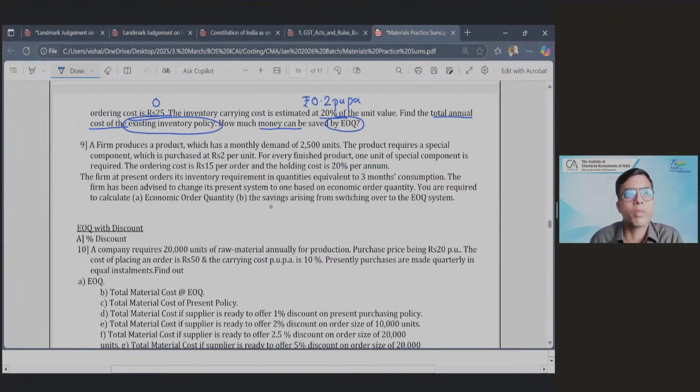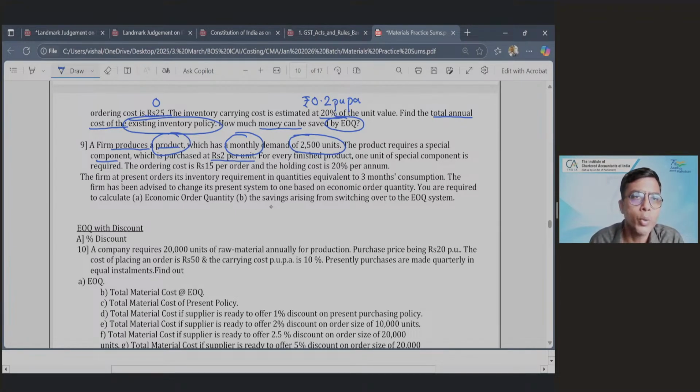Next. A firm produces a product which has a monthly demand of 2,500. So 2 points to be noted, monthly demand, and this is not of material, this is of product, right? The product requires a special component which is purchased at rupees 2 per unit, which is your purchase price.